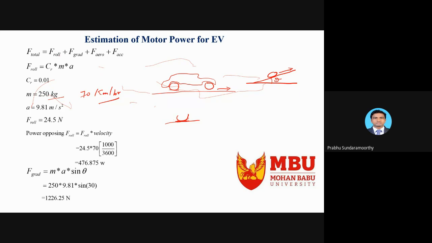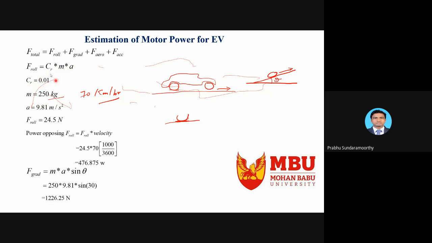Right? So these are the four forces that I need to overcome if I want to run a machine from one place to another place. So now we will discuss them one by one. So here the first one is rolling resistance, and rolling resistance is nothing but rolling coefficient into mass into acceleration.